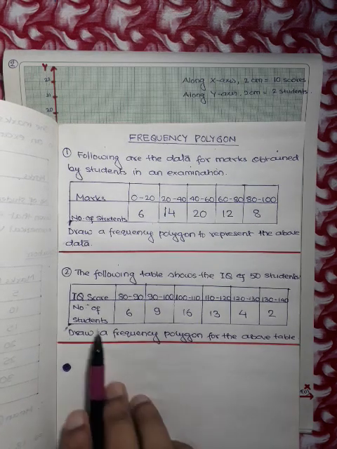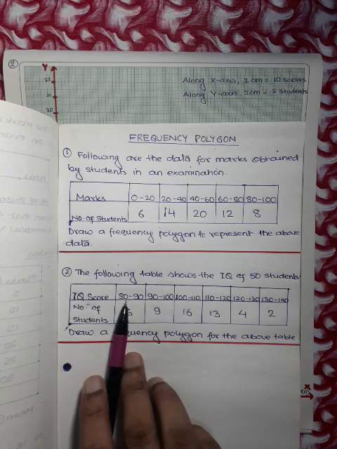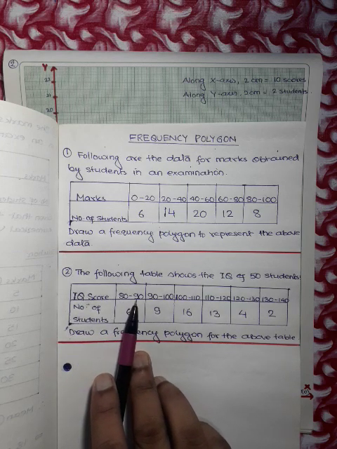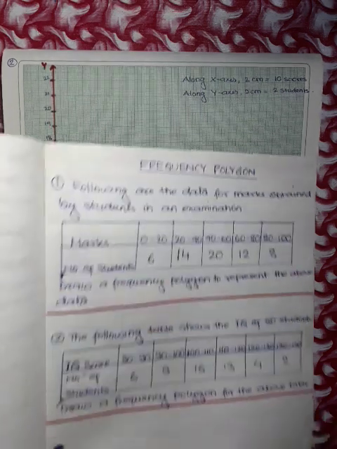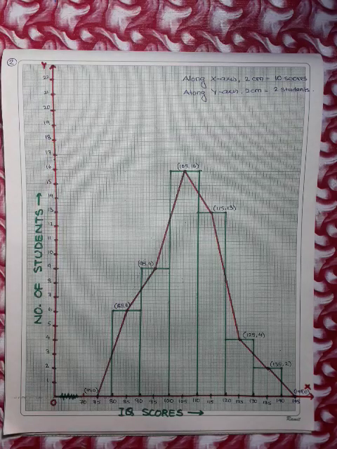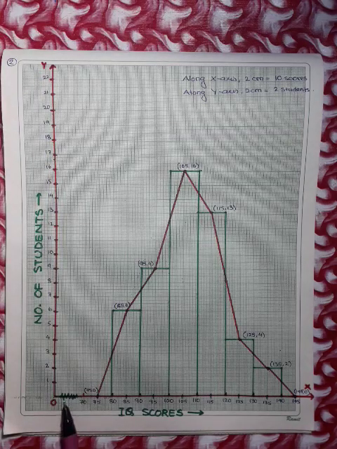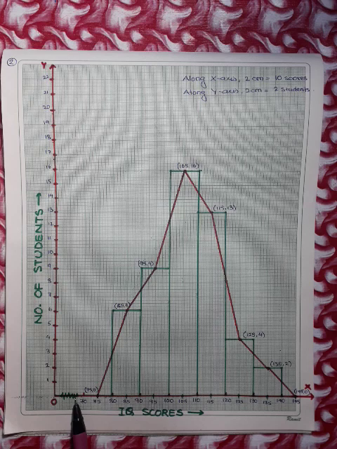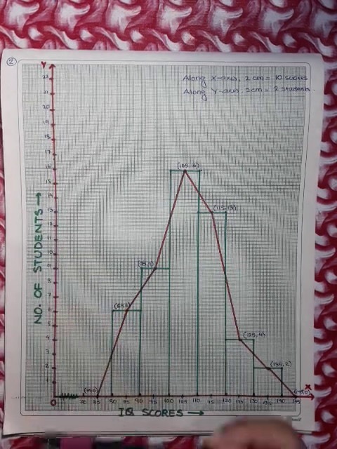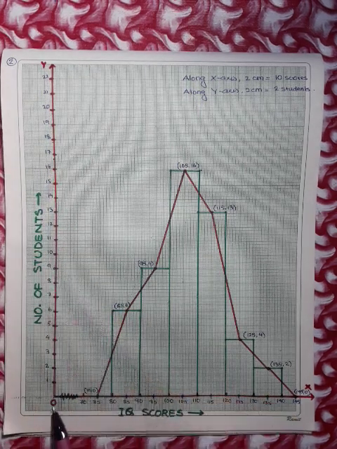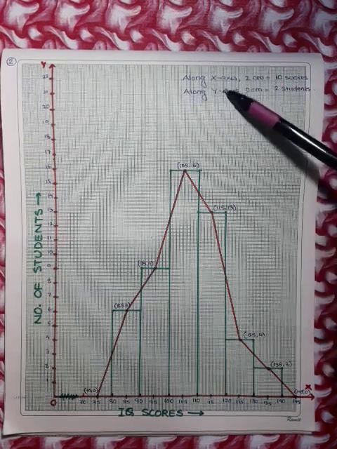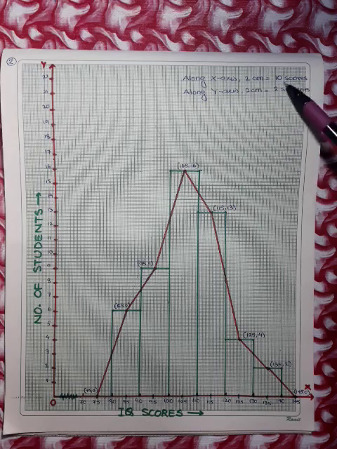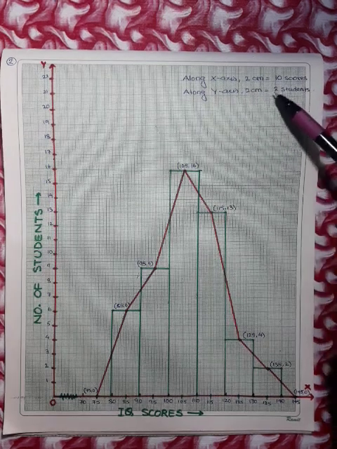Dear students, since the IQ score class interval is starting from 80 to 90, so we must draw a broken line. And that broken line is known as the kink. Like in this figure you can see the broken line, the kink. I have drawn the graph like this. This is your y-axis and this is the x-axis, and the scale is along the x-axis 2 cm equal to 10 scores, along the y-axis 2 cm equal to 2 students.